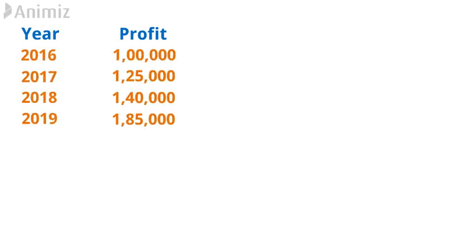Here is some data of the past profit records, that is 2016, 2017, 2018 and 2019. As you can see, the profit is increasing from 1 lakh to 1,25,000, then 1,40,000 and then 1,85,000 tentatively. So there is a continuous increase in the profit. Now what we will do, we will give less preference to 2016 and we will give the highest preference to 2019.